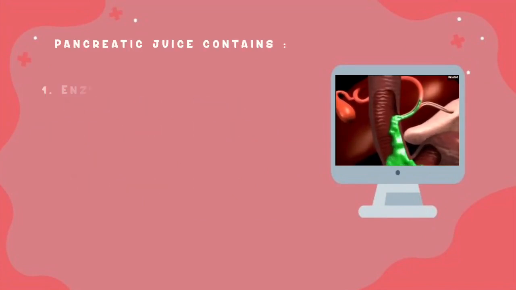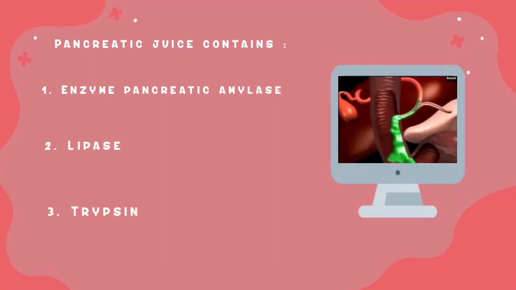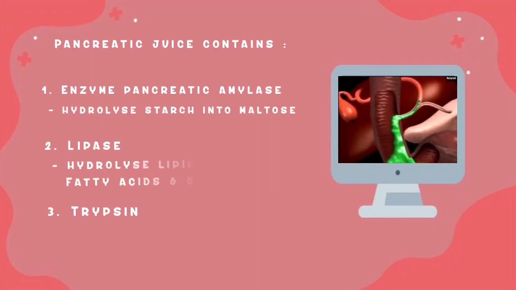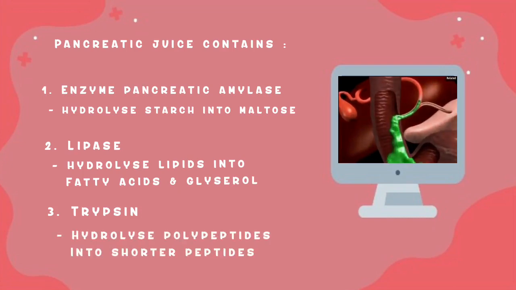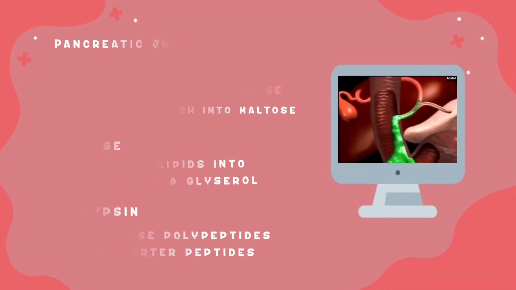Pancreatic juice contains the enzymes pancreatic amylase, lipase, and trypsin. The pancreatic amylase enzyme hydrolyzes starch into maltose. Lipase will hydrolyze lipids into fatty acids and glycerol, and trypsin will hydrolyze polypeptides into shorter peptides.